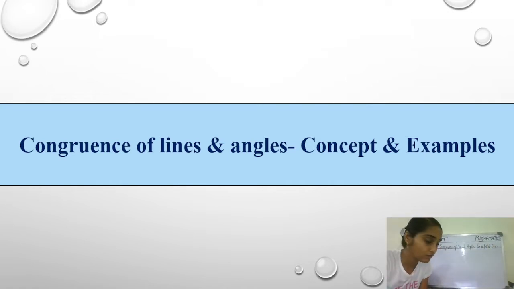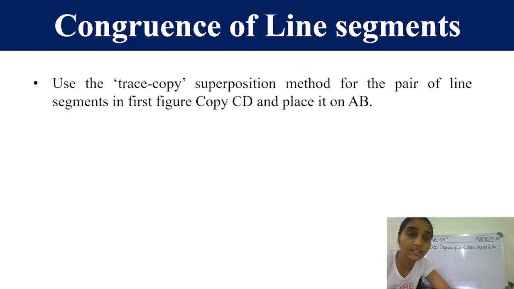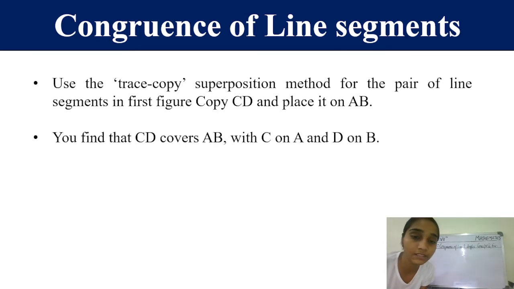Okay, so students, basically if we are discussing the congruence of line segments, we will say that two lines are said to be congruent if we trace one line onto the other and it is exactly superimposing. If we use a tracing paper and superimpose one line on the other, such that one is totally hiding behind the other, we will say that AB and CD are congruent. What we will find is that one point is lying on the other.